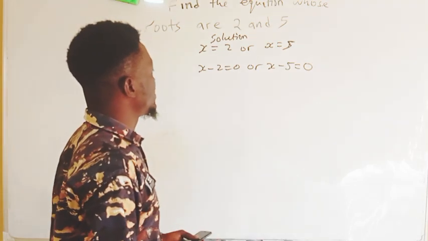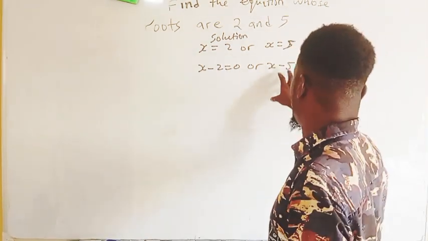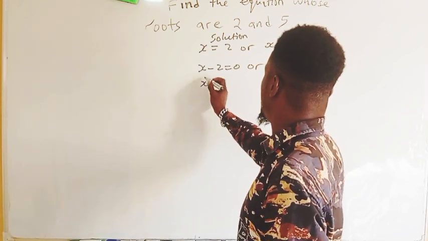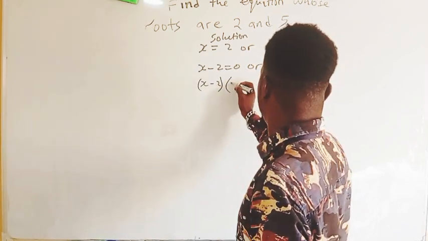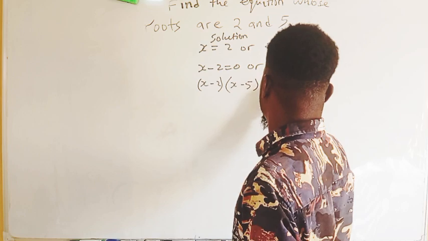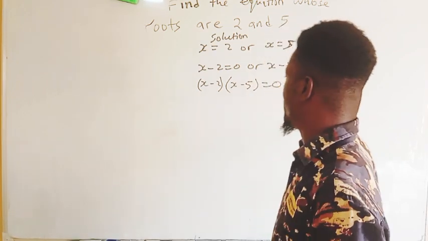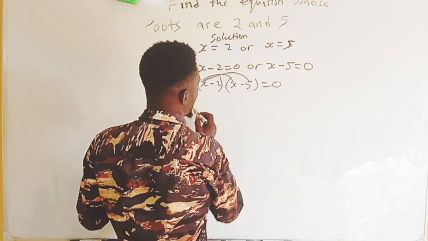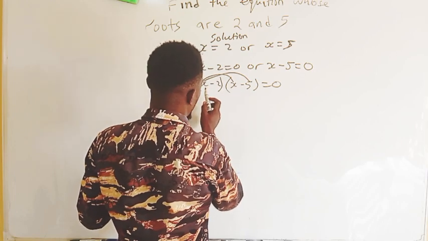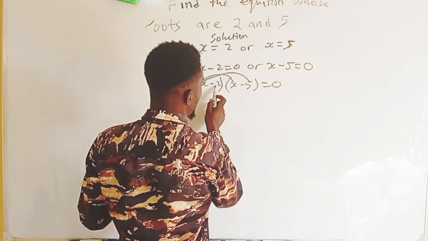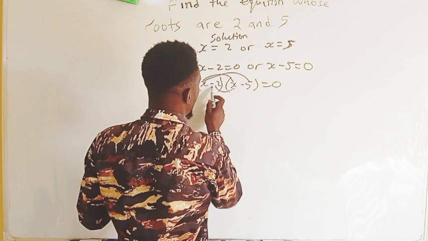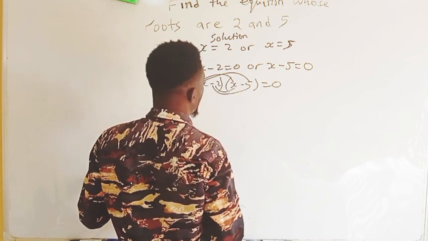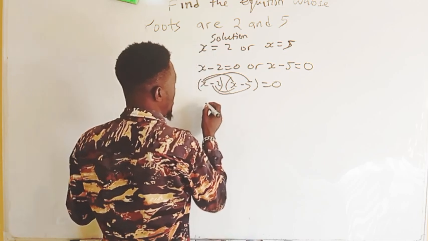So since these are the possible equations that can be given, you can say x minus 2, if you multiply them together, x minus 5, everything is equal to 0. This x, you multiply by this x, you also multiply by this minus 5. This minus 2, we multiply by this x, and minus 2 we multiply by this minus 5.